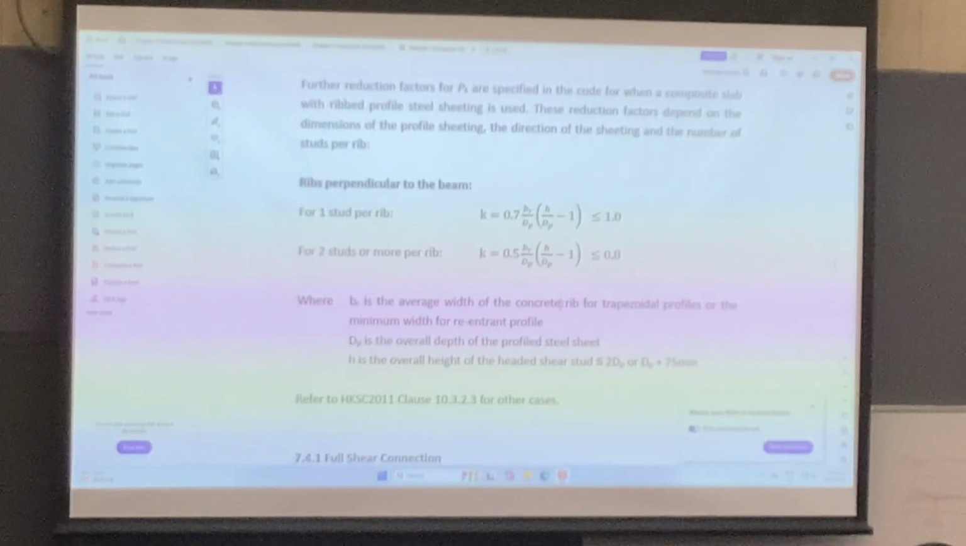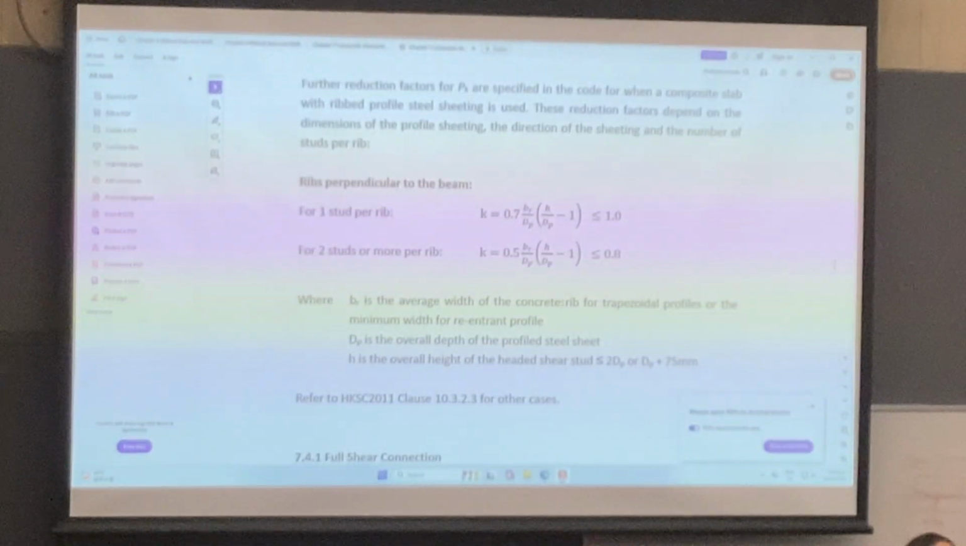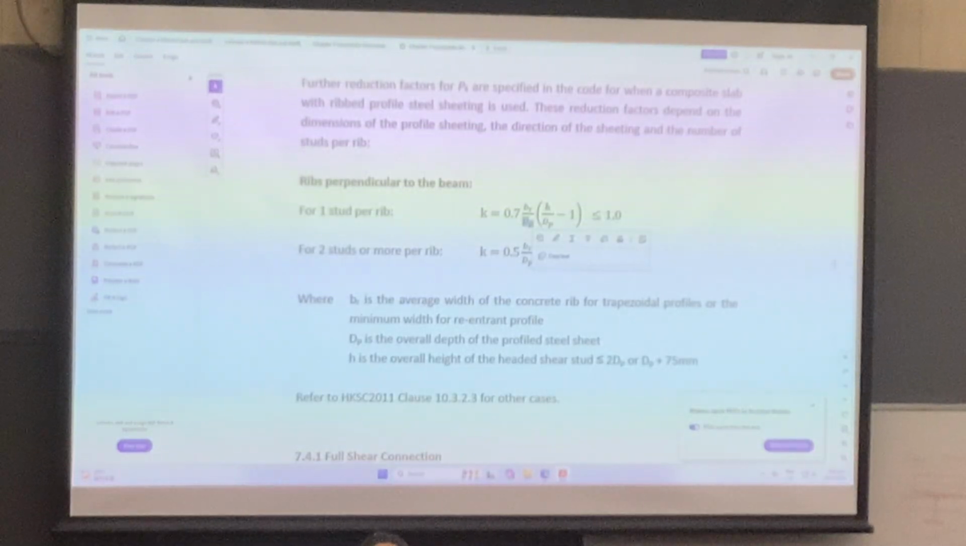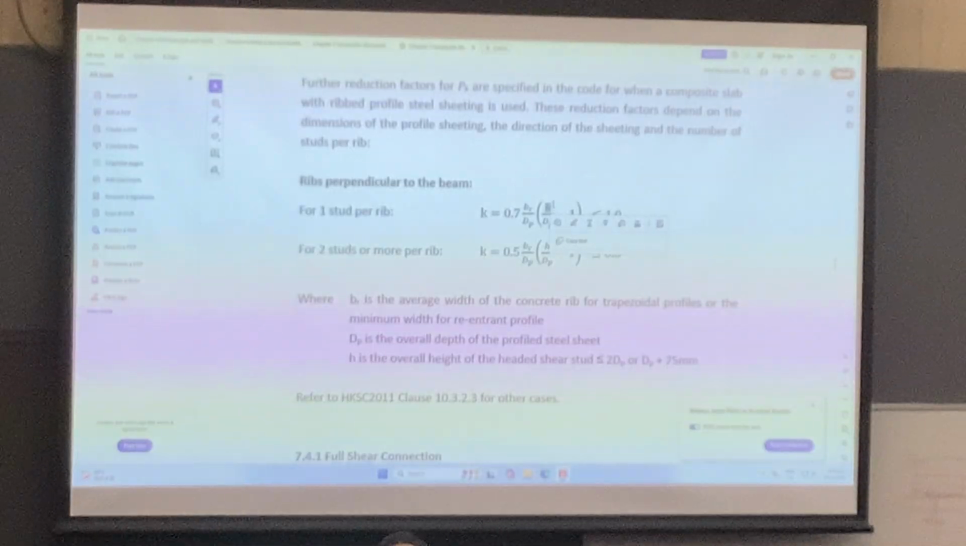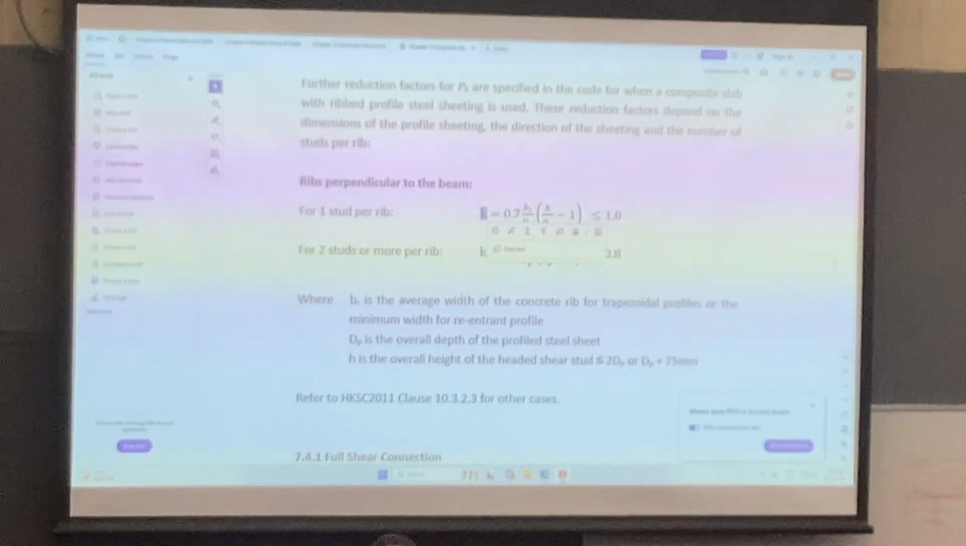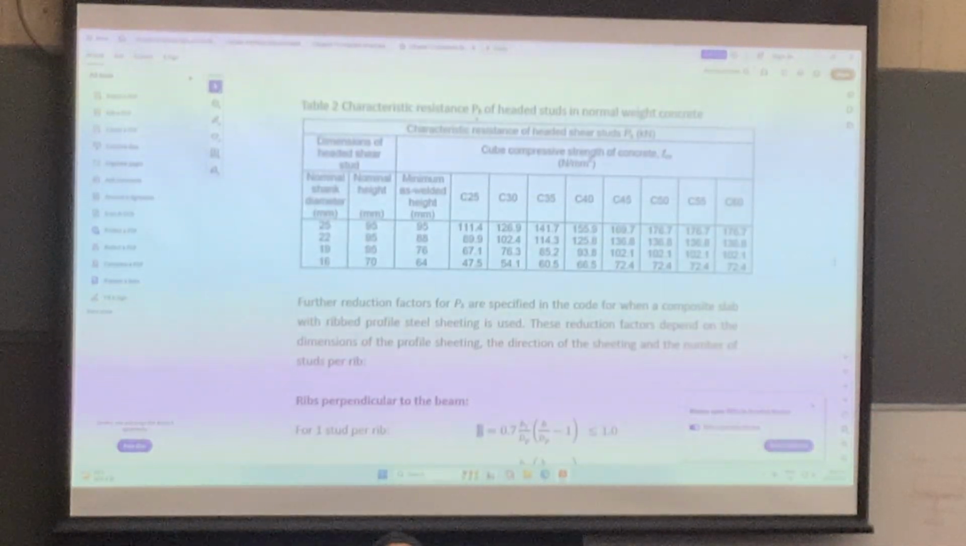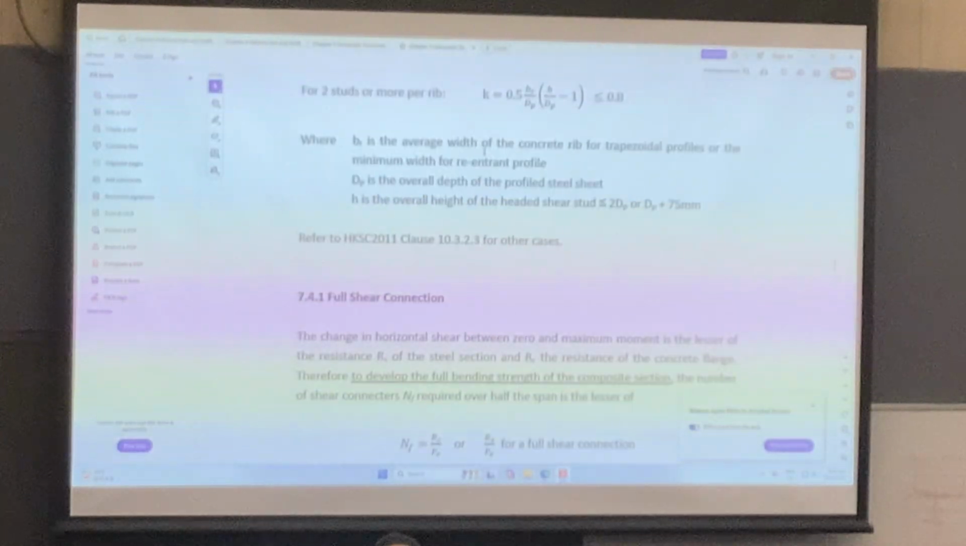So you have DP, and then you have PR, so that's the PS, and then H is the height of the shear stud. So you have BR is the width of the trough, DP is the depth of the trough, and H is the height of the stud. Okay? Then this equation is another reduction factor that accounts for the reduction of the shear force within the shear capacity of the shear stud.